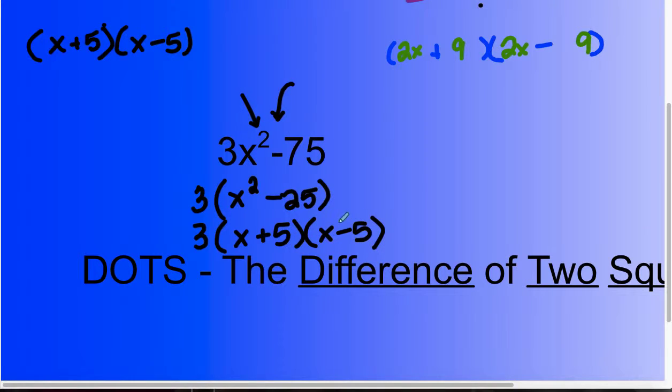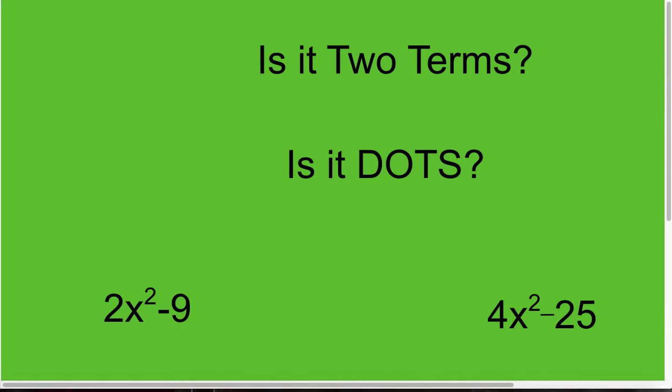Okay, so that's a little bit about something you learned, the difference of two squares. I like to refer to it as dots, so I'm going to call it dots from here on out. Now, you really are going to want to be able to factor dots quickly and recognize it on the standardized tests. So, number one, always check and ask yourself, is it two terms? Okay, and I guess I should have added, is there a GCF?